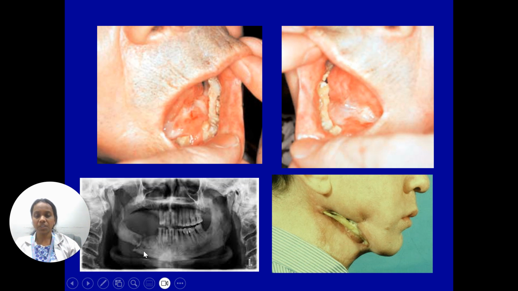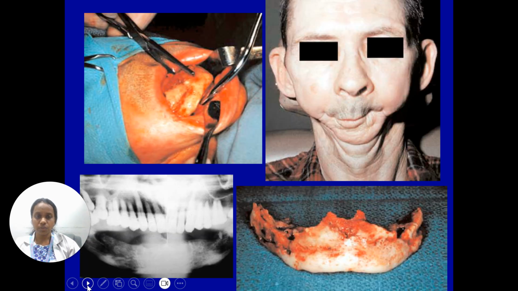And when we see the radiograph, there is a fracture of the body of the right mandible, which is displaced. This is a pathological fracture. Because of the osteomyelitis, the bone is weakened and there is a fracture. So such post-irradiation cases have a very poor prognosis because of the hypocellularity and hypovascularity.